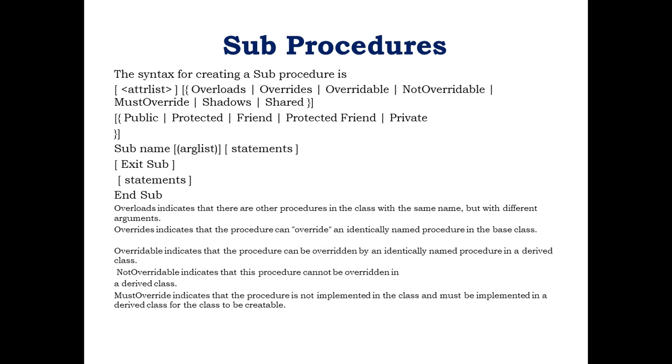Overloads indicates that there are other procedures in the class with the same name but with different arguments. Overrides indicates that the procedure can override an identically named procedure in the base class. Overridable indicates the procedure can be overridden by an identically named procedure in a derived class. Not overridable indicates the procedure cannot be overridden in a derived class. Must override indicates that the procedure is not implemented in the class and must be implemented in a derived class for the class to be creatable. These are the optional keywords.